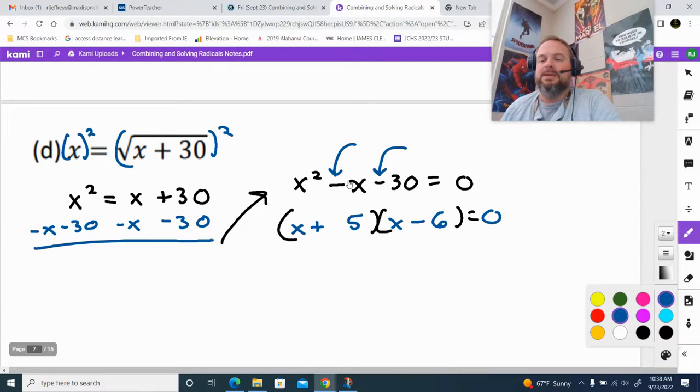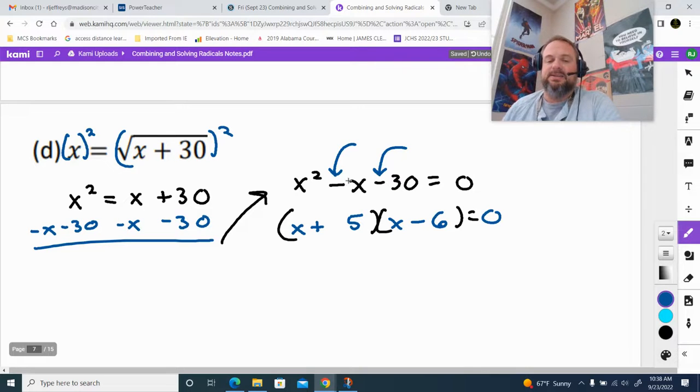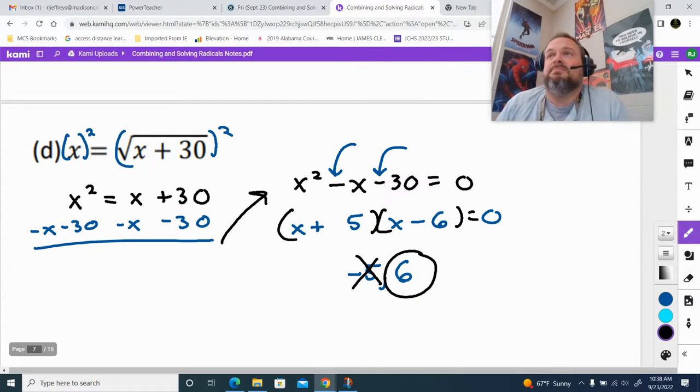Okay. Now, when we solve this, we get negative 5 and positive 6. Now, remember, what do we only want? So 6 is our answer.